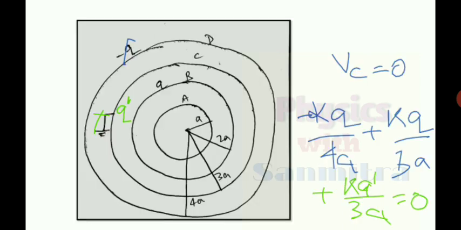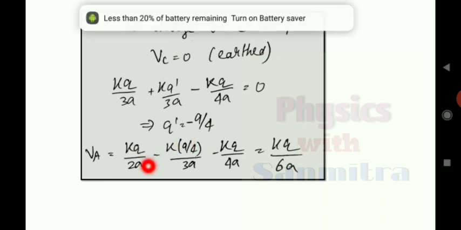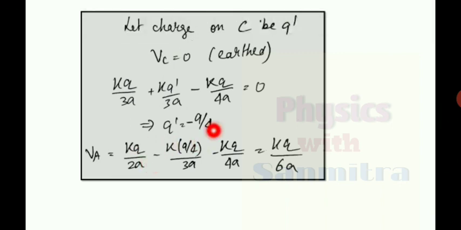Now if Q dash is minus Q by 4, what is the potential of VA? We are asked to find VA minus VC, where VC is already 0. So VA minus VC will be VA only. So VA is now KQ by 2A minus K into Q by 4 by 3A minus K into Q by 4A.